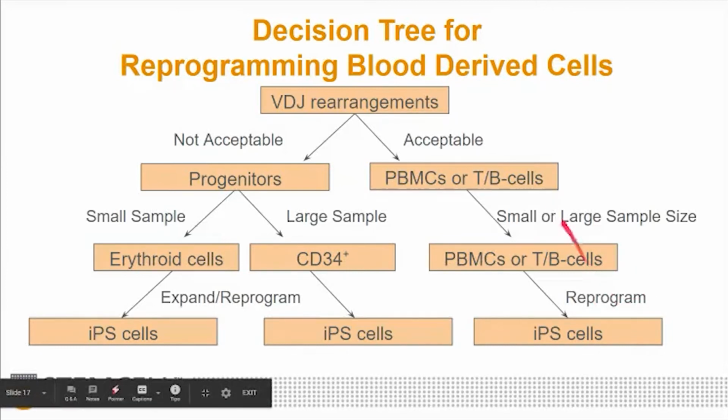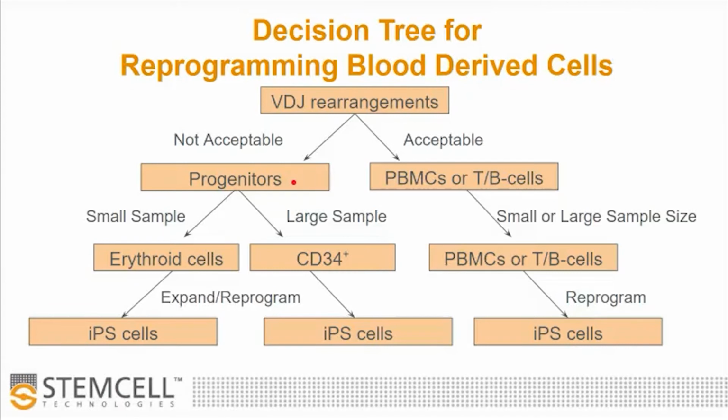However, we don't necessarily support this workflow. What we do is we support a workflow for reprogramming of progenitor cells. You'll have much higher reprogramming efficiency using more naive cell types such as progenitors. So if progenitors are the way your customer wants to go for blood reprogramming, the next important question to ask them is about their sample size. Do they have access to a large amount of blood or access to a small amount of blood?